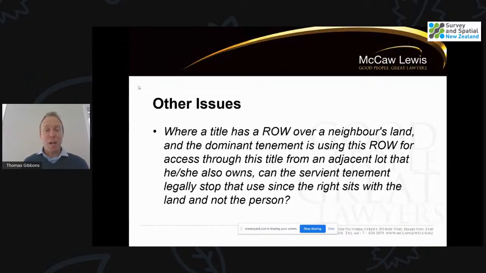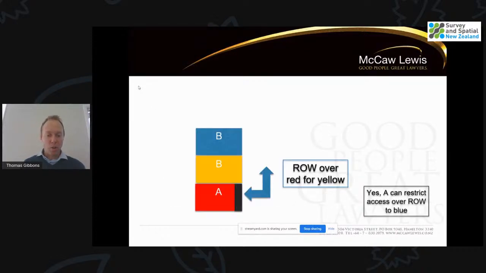A couple of other questions that came up from an easements and covenants webinar I did a little while ago. So where a title has a right-of-way over a neighbour's land and the dominant land is using this right-of-way for access through this title from an adjacent lot, can the servient land legally stop that use since the right sits with the land, not the person? Very good question. I decided to draw a diagram. This is my survey diagram.